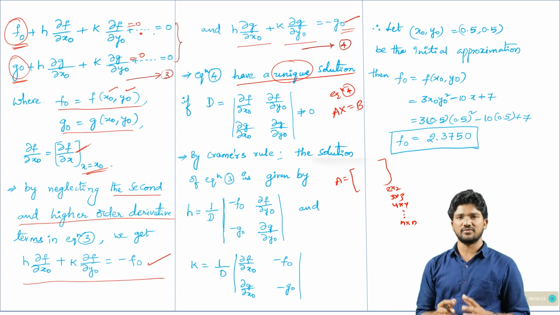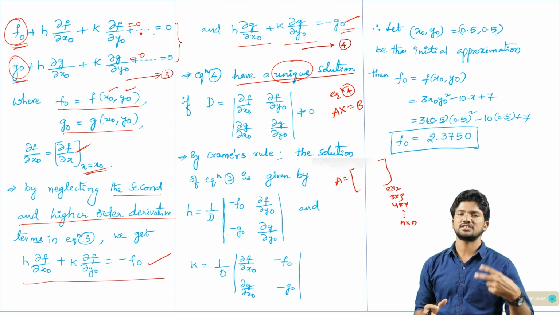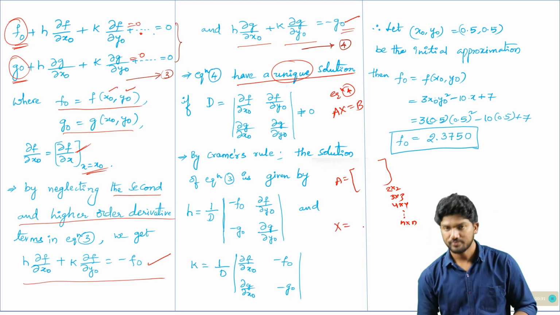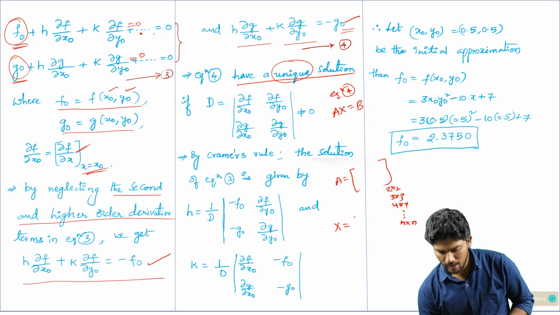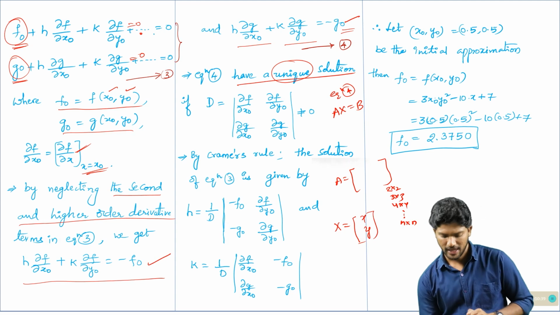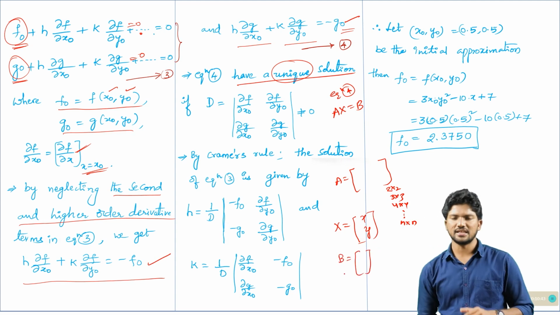So capital A is definitely the coefficient matrix. Which coefficients? The variable coefficients of the given system of equations. And capital X is a column matrix with the variables. For example, if you take two variables x and y, that is a column matrix. And capital B is also a constant matrix. It is also a column matrix.